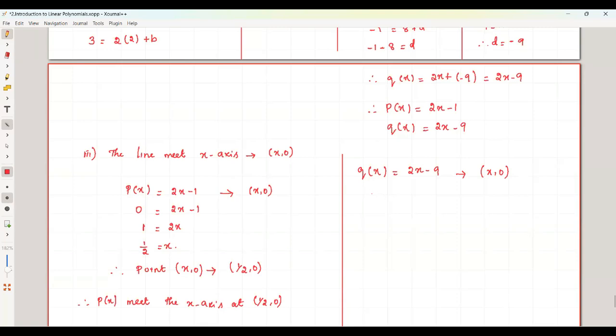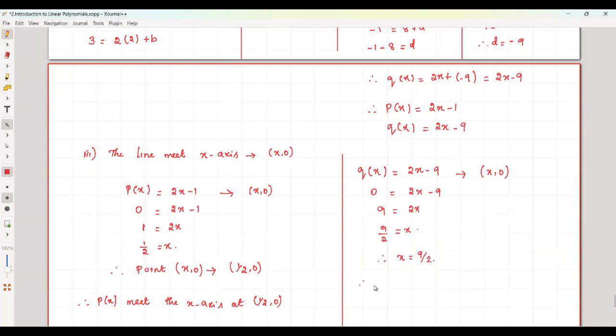Just substitute 0 is equal to 2x minus 9. So take this minus 9 to this side. So 9 is equal to 2x. So 9 by 2 is equal to x. Therefore x is equal to 9 by 2.